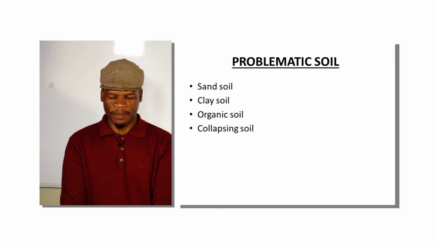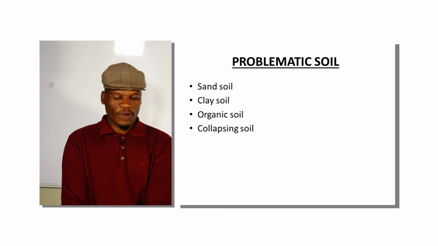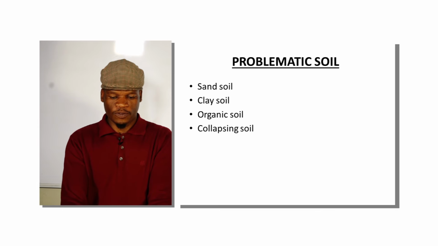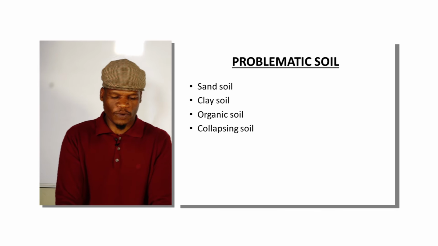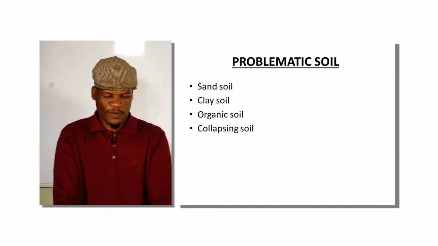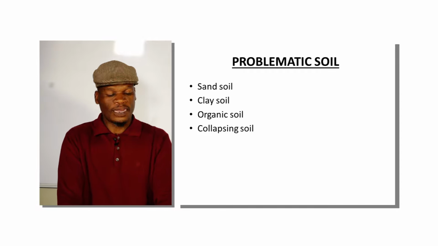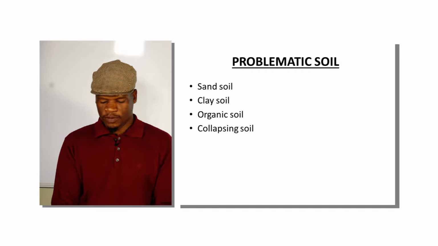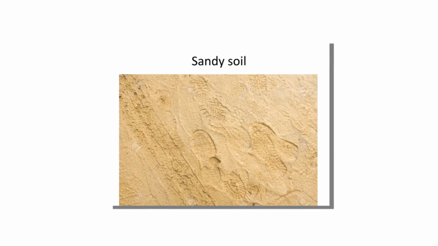slopey area. Then we also indicated that we are going to look at the types of soil which give problems when you are building structures. So those types of soil are classified into 4. We have got the sandy soil, the clay soil, the organic soil, and the collapsing soil. So let's just look at that one by one.